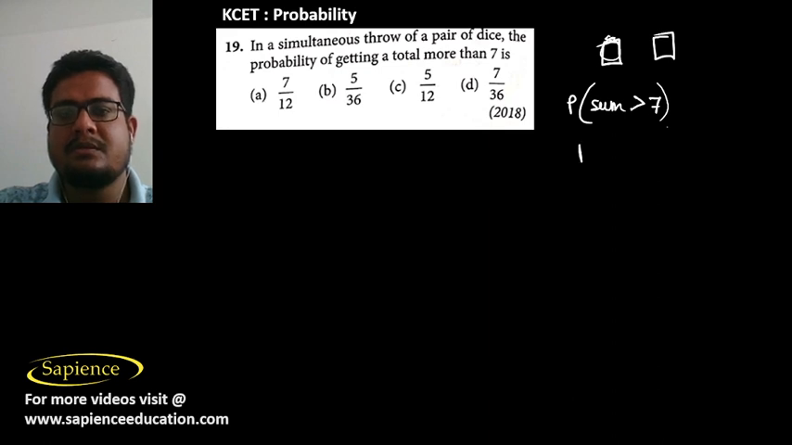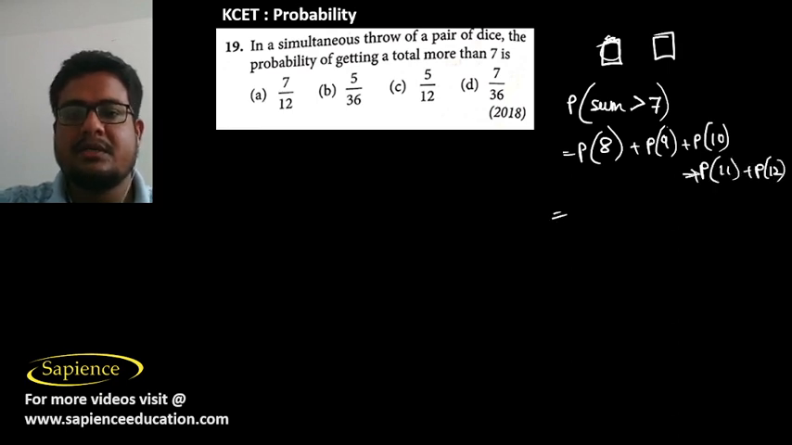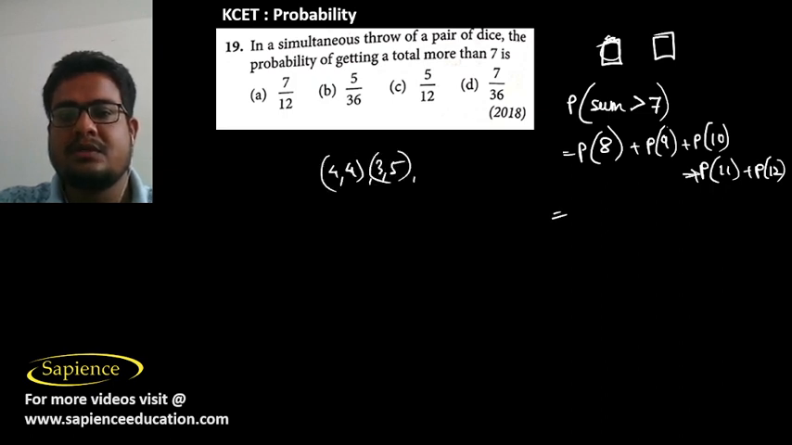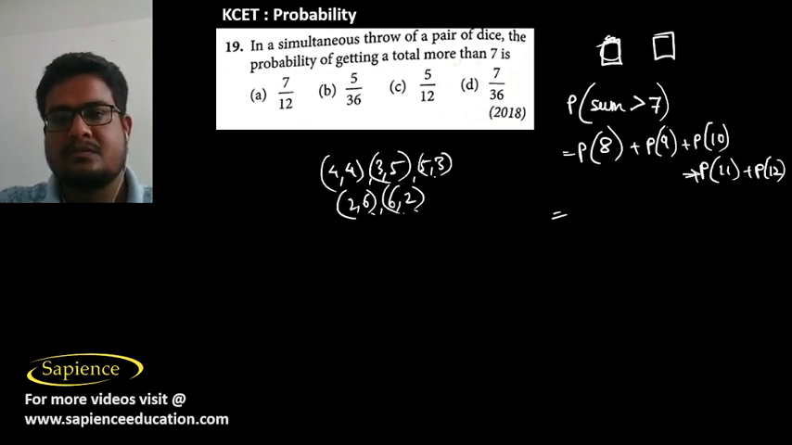It means that the sum can be 8, or 9, or 10, or 11, or 12 also. So how to get the sum as 8? We can have 4, 4, we can have 3, 5, we can have 5, 3, or we can have 2, 6, or we can have 6, 2. So there are 5 favorable outcomes for 8.